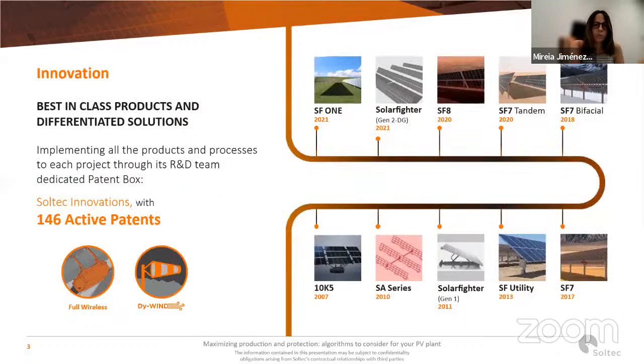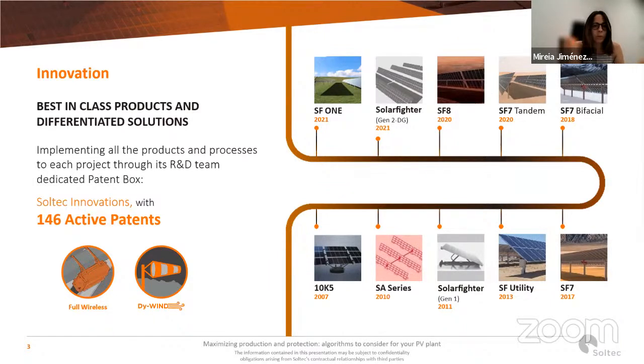Soltec's history goes back more than 15 years. We started in 2004 as installers, and then in 2007 we developed the 10K5 tracker, a dual axis tracker that already incorporated wind and hail protection algorithms. In the case of hail, the tracker moved the panels vertically to avoid any damage.